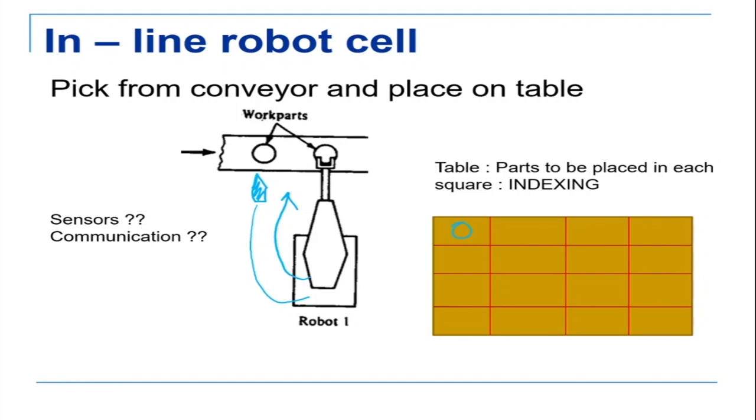So there has to be communication between the robot and the conveyor, and this communication is dependent on sensors. Okay, so we talked about sensors and actuators. So you need sensors which are in the robot, and you need external sensors also for a robot to work. And so this is a requirement that a robot has to interact with some other pieces of equipment. So there has to be some kind of communication.